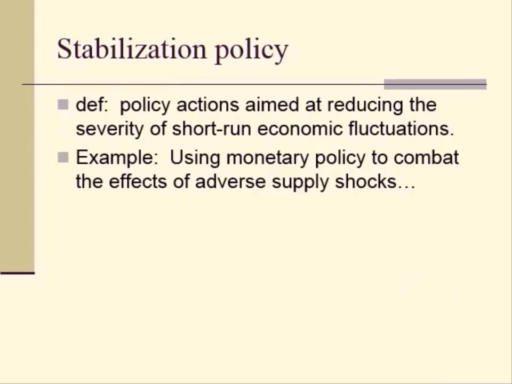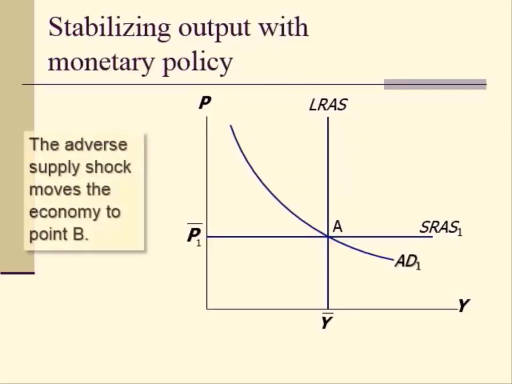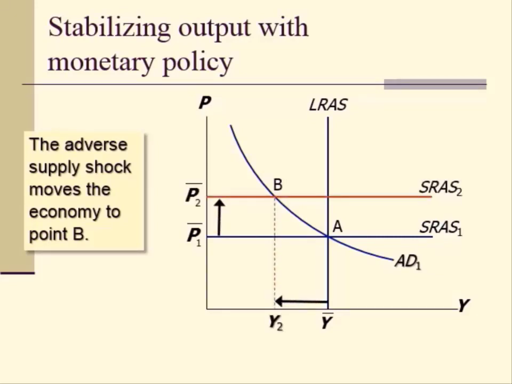Now let's briefly discuss stabilization policy. Stabilization policy is policy action aimed at reducing the severity of short-run economic fluctuations. For example, using monetary policy to combat the effects of adverse supply shocks. As you see here, the adverse supply shock moves the economy to point B. And here is what the Fed can do.